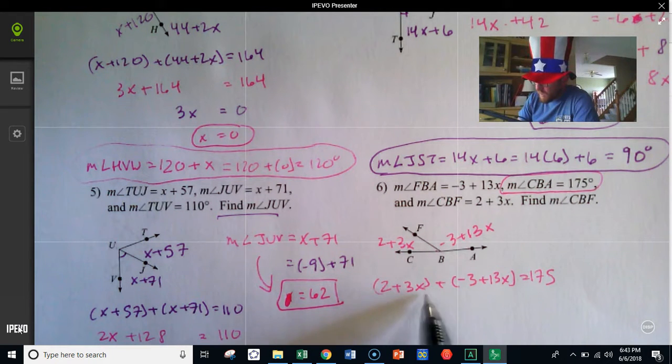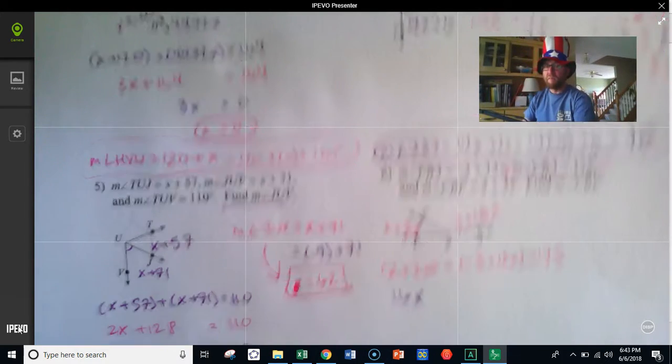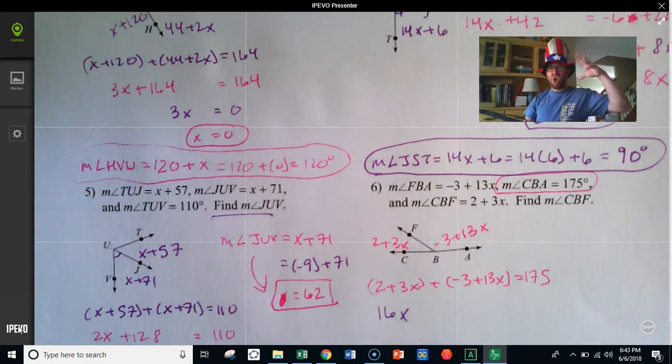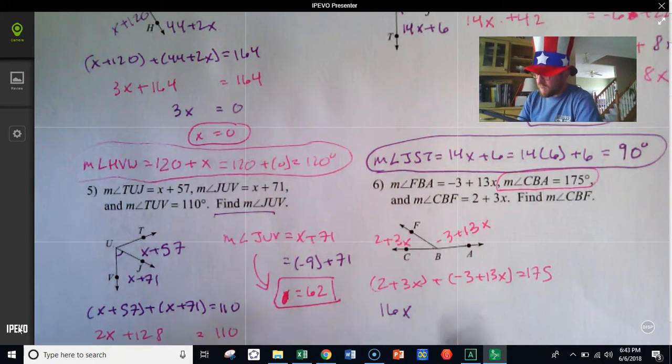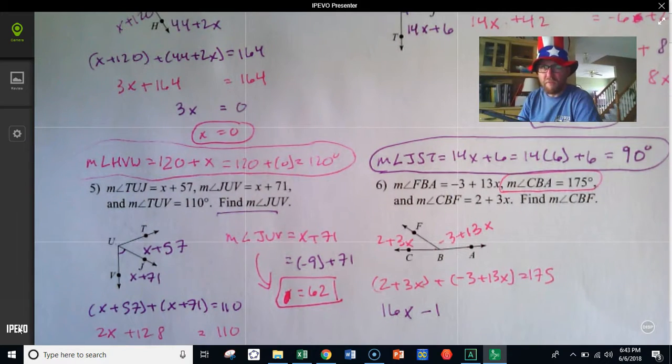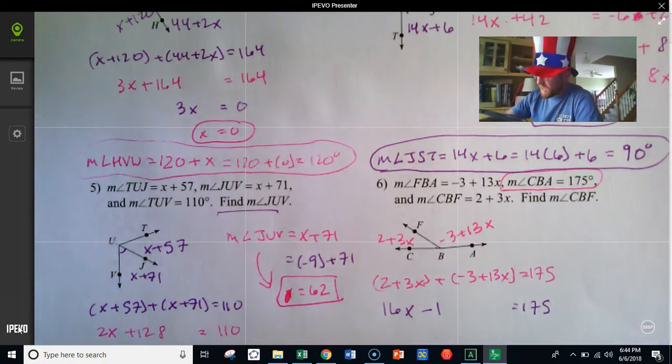I've got 3x and I got 13x. That's a total of 16x, and I have -3 and a +2. You combine those together, I have 3 negatives, 2 positives. They go to war. Well, we kill each other off, and we've got a -1 left over. Okay, over here we have 175. Now, gotta get rid of this -1.